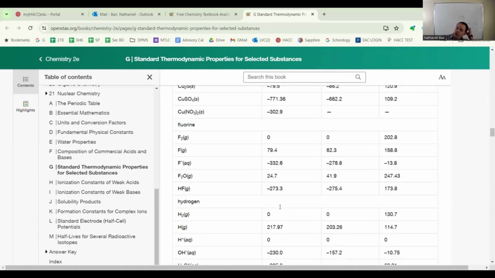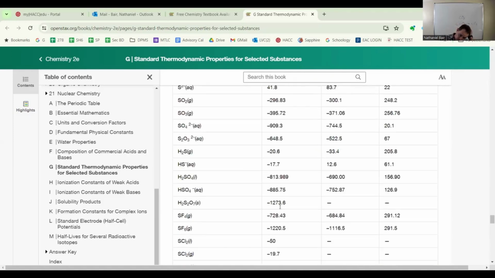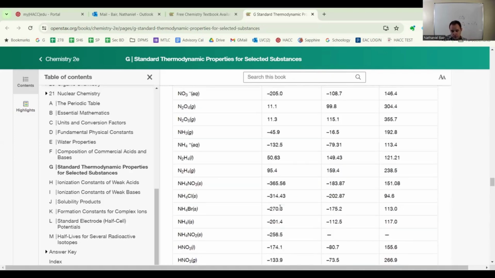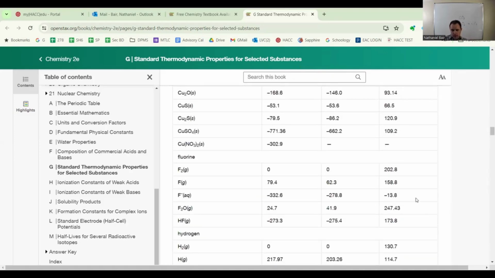So for example, if we go down and find oxygen, or not, did I just zoom past oxygen? I guess. The heck?